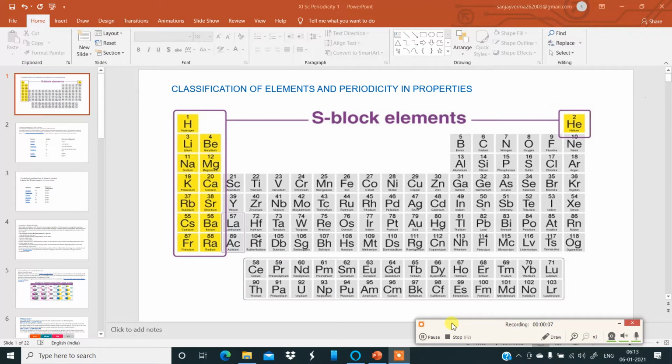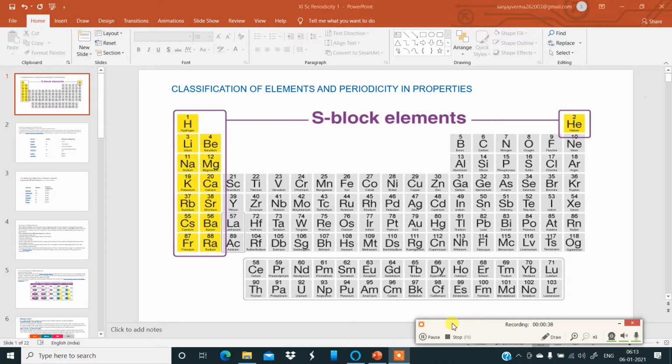Today I shall be bringing the next chapter of the syllabus. Name of the chapter is Classification of Elements and Periodicity in Properties. Now you can see on your screen over there a part of the periodic table where it has been mentioned S block elements. Okay.